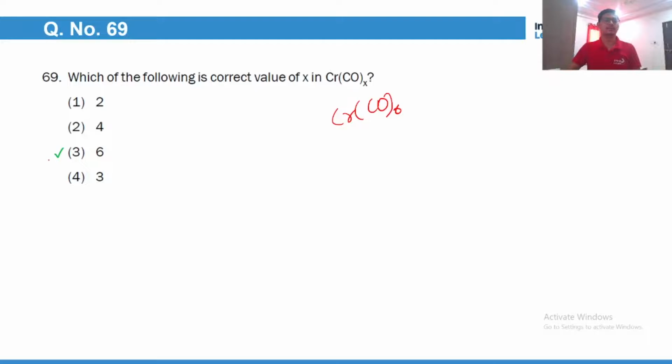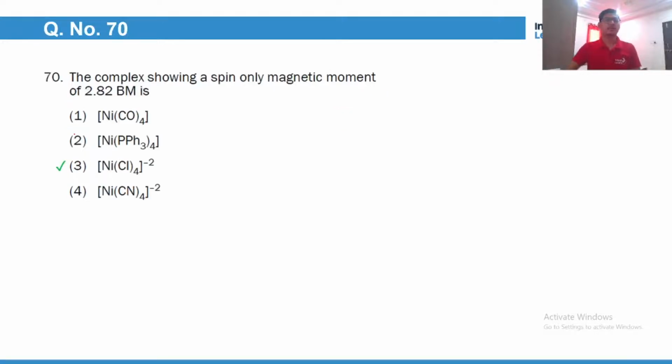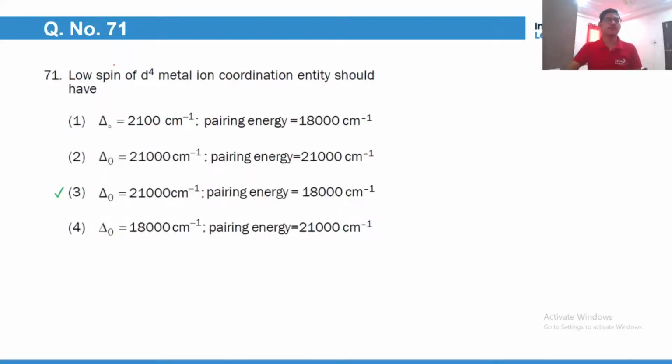Cr(CO)6 octahedral complex. 2.82 BM means there are 2 unpaired electrons, and Ni(CO)4, Ni(PPh3)4, and Ni(CN)4 2-, all these are not having any unpaired electron, they all are diamagnetic. But in case of NiCl4 2-, the configuration is d8. So of course we have 2 unpaired electrons, which contributes to 2.82 BM of magnetic moment.